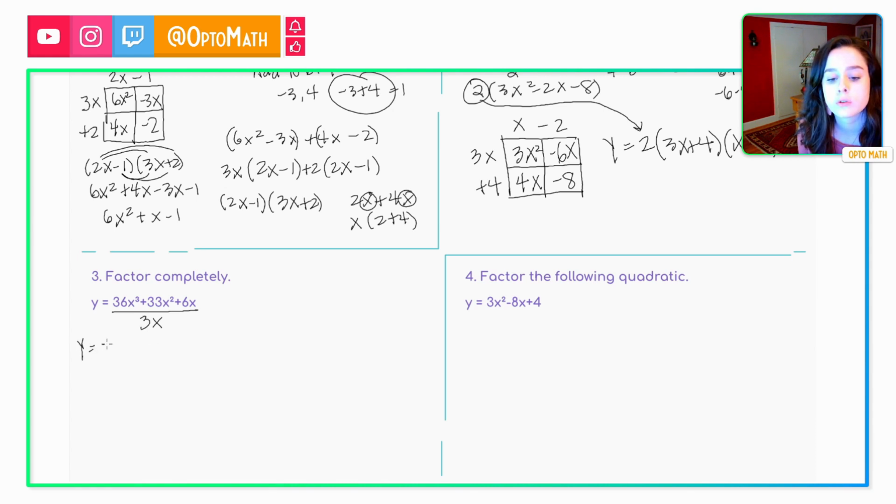So y equals 3x times the quantity of 36 divided by 3 is 12. And then our x cubed divided by x is x squared. 33x squared divided by 3x is going to be 11x. Then we've got our 6x divided by 3x, which is just positive 2.